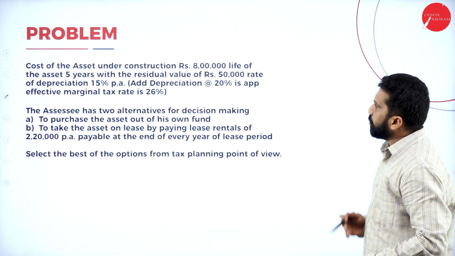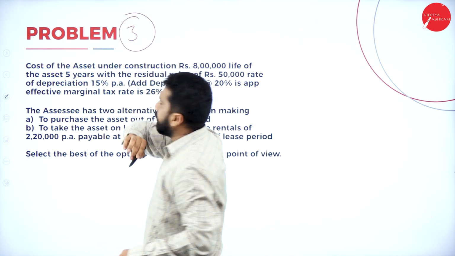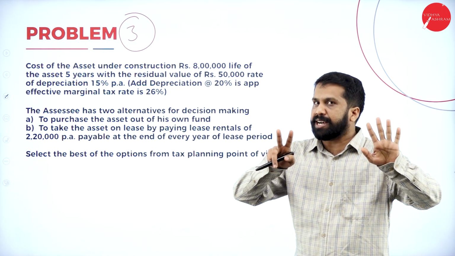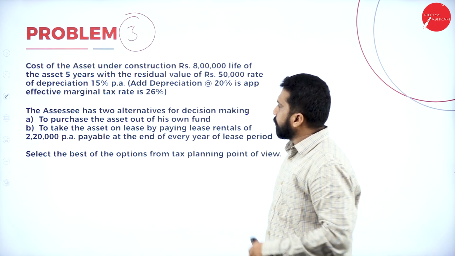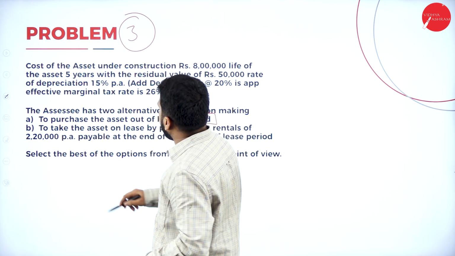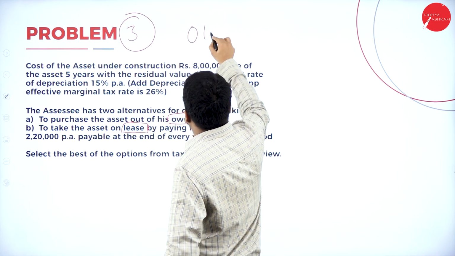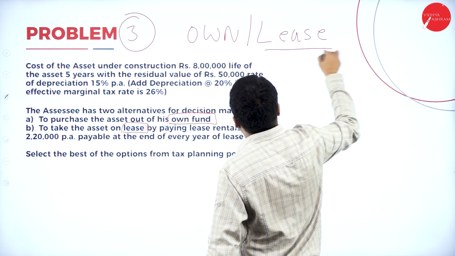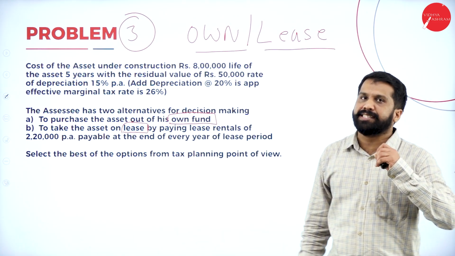Now, once you're done with your own fund and borrowed fund, we are into the third problem. How many types of problems are there? 7. Now we are in the third one. Under the third one, we are discussing own fund or asset on lease fund. This is nothing but own fund or lease fund.